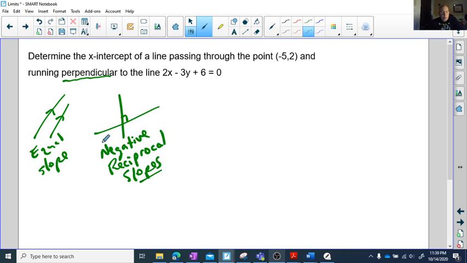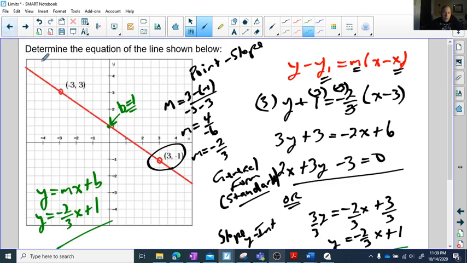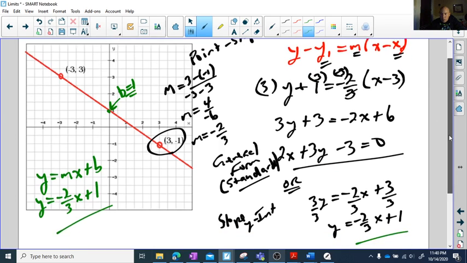All right, so let's see what my dilemma is here. I want to find the x-intercept of a line that passes through this ordered pair and it runs perpendicular to this line. Well, x-intercept is found by letting y equal 0, but I can only do that if I know the equation of the line. So if I go back a slide, imagine if this had said determine the x-intercept of the line shown below, and I wanted to calculate that. I would have done this same work.